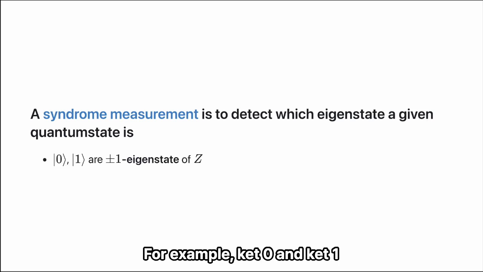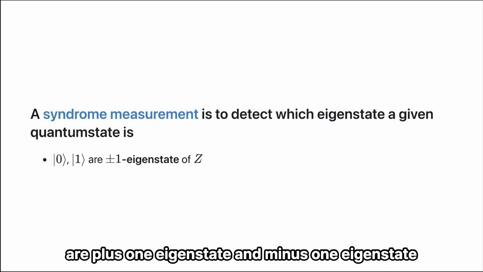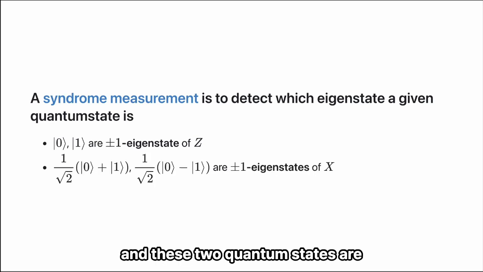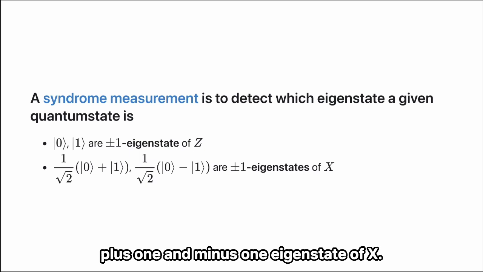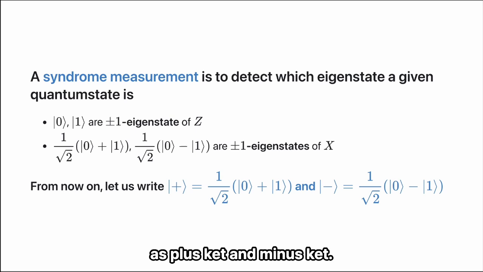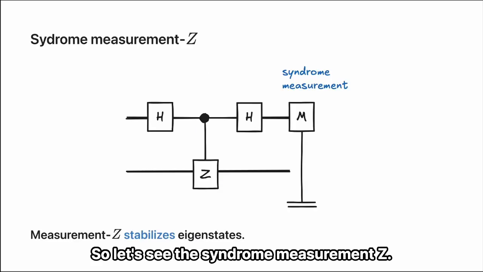For example, ket0 and ket1 are the plus one eigenstate and minus one eigenstate respectively of the Z gate, and these two quantum states are the plus one and minus one eigenstates of X. From now on, we're going to denote these two quantum states as plus ket and minus ket. So let's see the syndrome measurement Z.